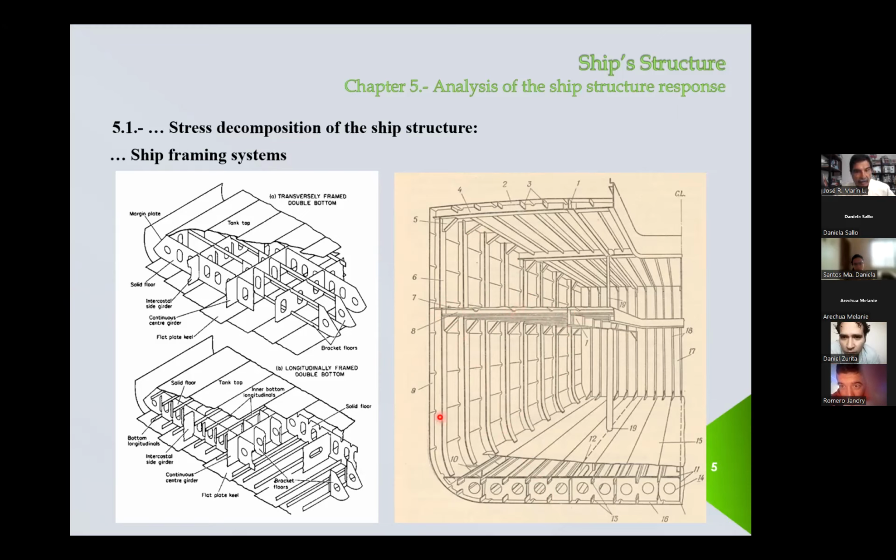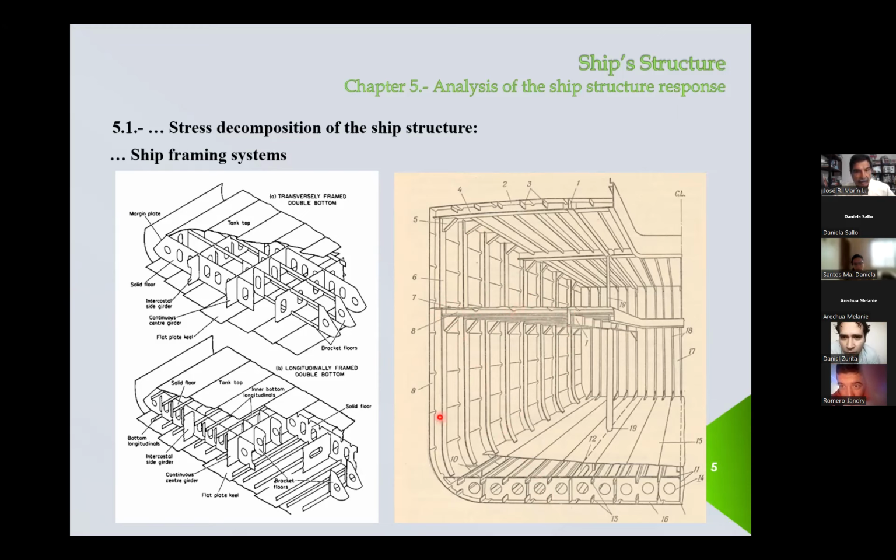Here on the bottom, what can you say? Any characteristic on the bottom? Well, you have a double bottom here, right? Mr. Tenemea, any characteristic of the double bottom? The girder is very long, very strong, right? How about the longitudinals? They are very small. So this is a longitudinal framed system, and this is a transverse framing system.